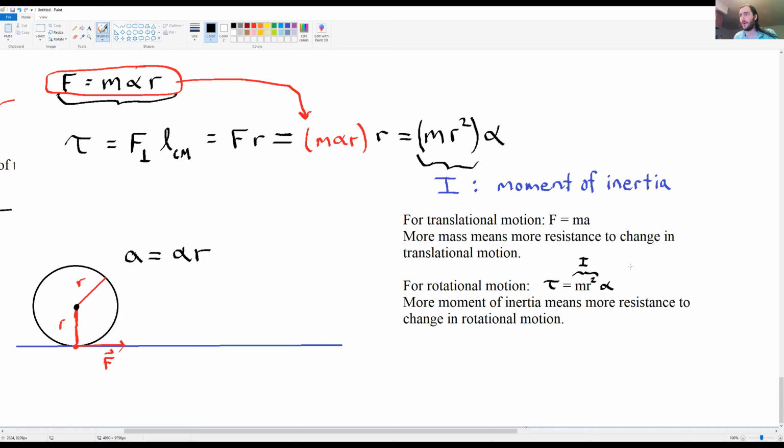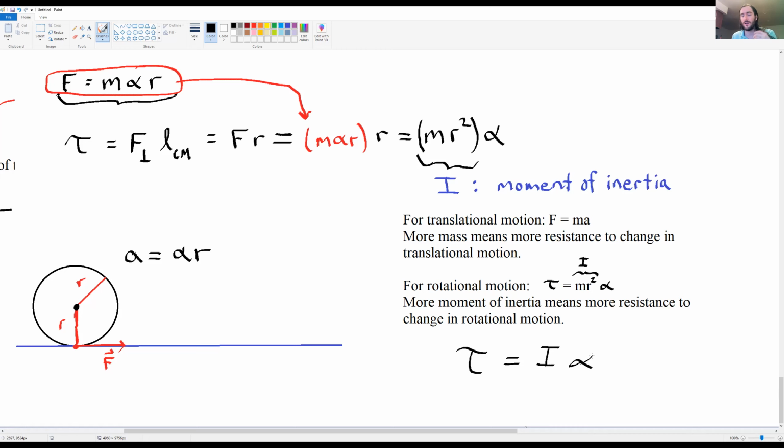So for rotational motion, the bigger the moment of inertia, the more resistance to change in rotational motion. So I think we can see, if I finally write down the equation in this form, tau equals I times alpha. If I apply a fixed amount of torque to an object, let's say I apply 100 units of torque, if I is really big, I'm not going to get much angular acceleration. If I is small, I'm going to get a big angular acceleration.